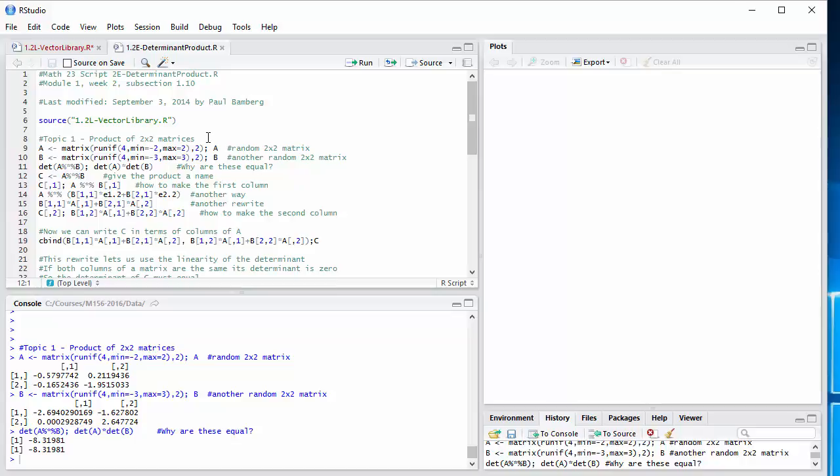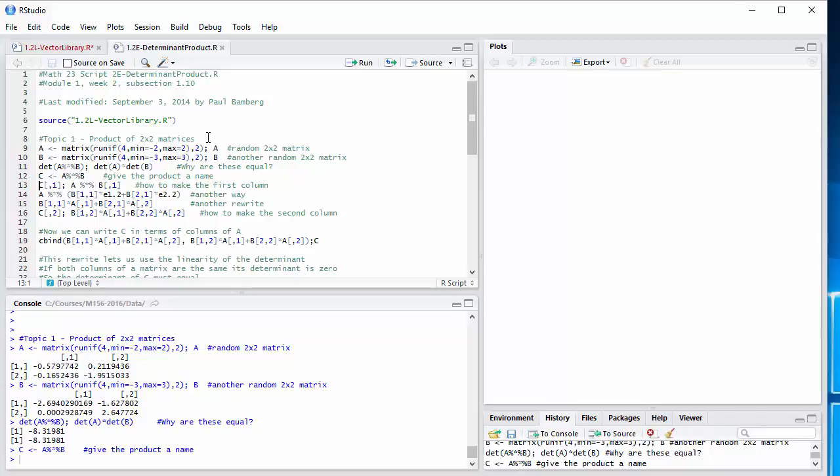Let's make up a name for the matrix product of A and B. Let's call it C. And now I want to point out to you that the way we make the first column of C, that's C[,1], is by taking the matrix A and matrix multiplying it by the first column of B.